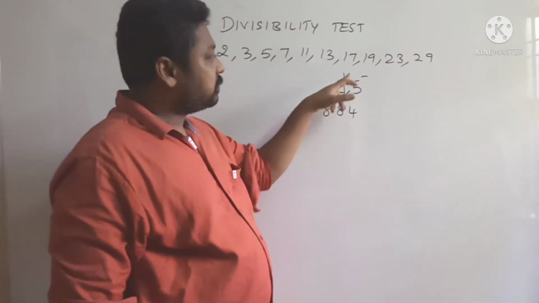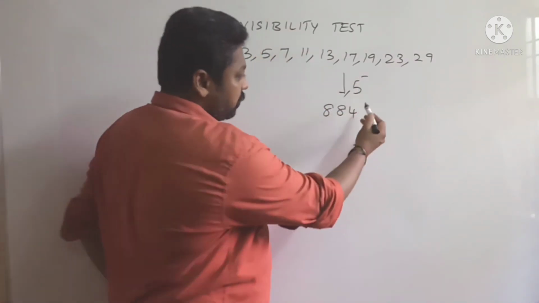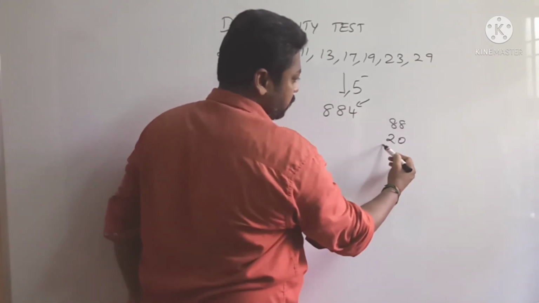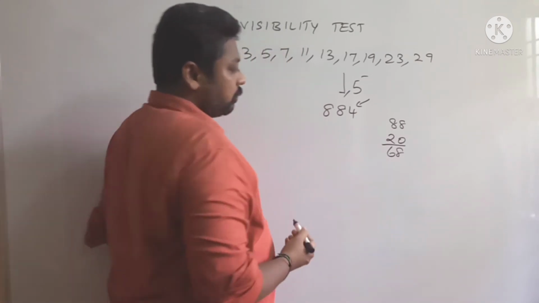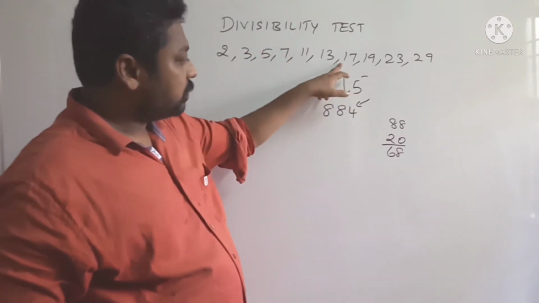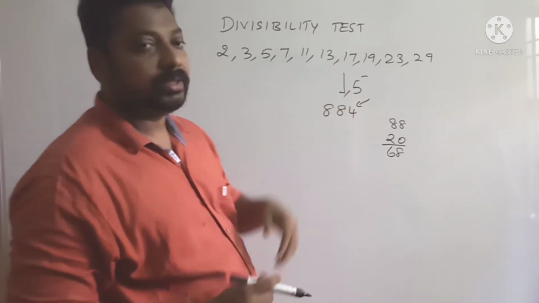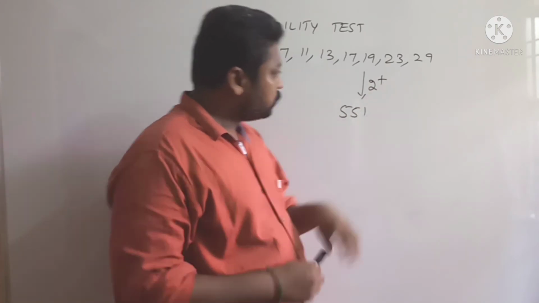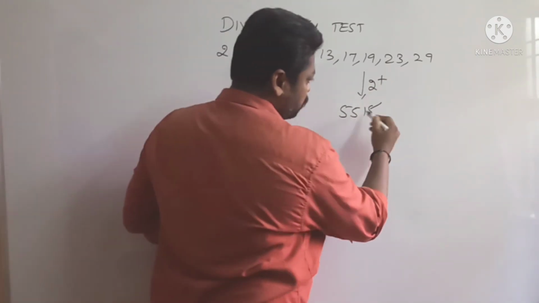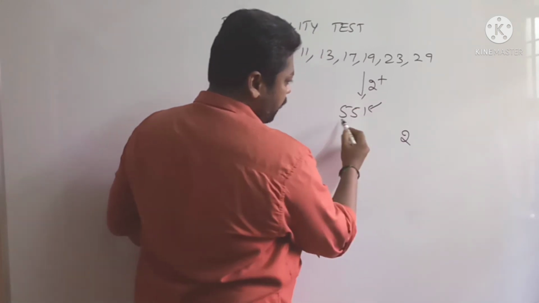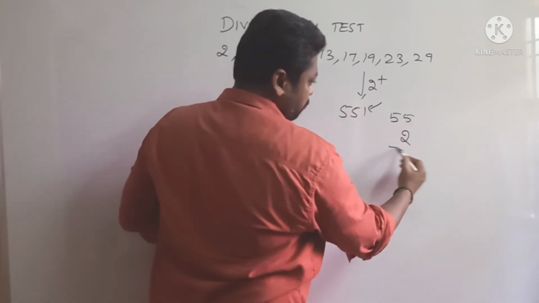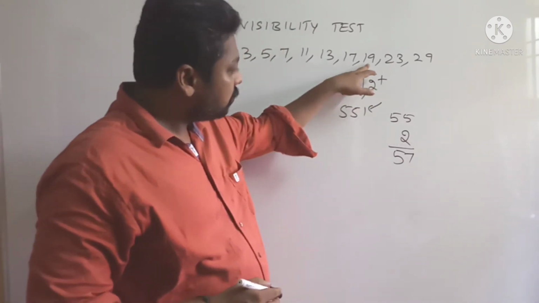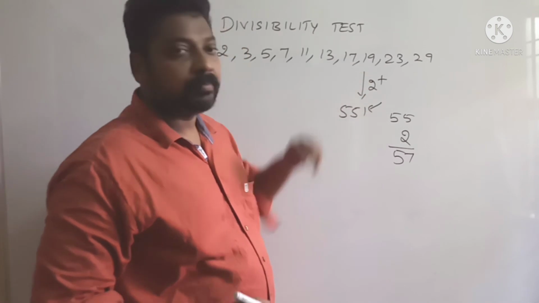The divisibility test for 17 is 5 minus, that is, multiply the units place by 5, that is 20, and subtract from the remaining digits, 68. So 68 is divisible by 17, so 884 is divisible by 17. The divisibility test for 19 is 2 plus, which means we multiply the units place by 2: 1 2s are 2, and add to the remaining digits. So this is 57. 57 is divisible by 19. Therefore 551 is divisible by 19.